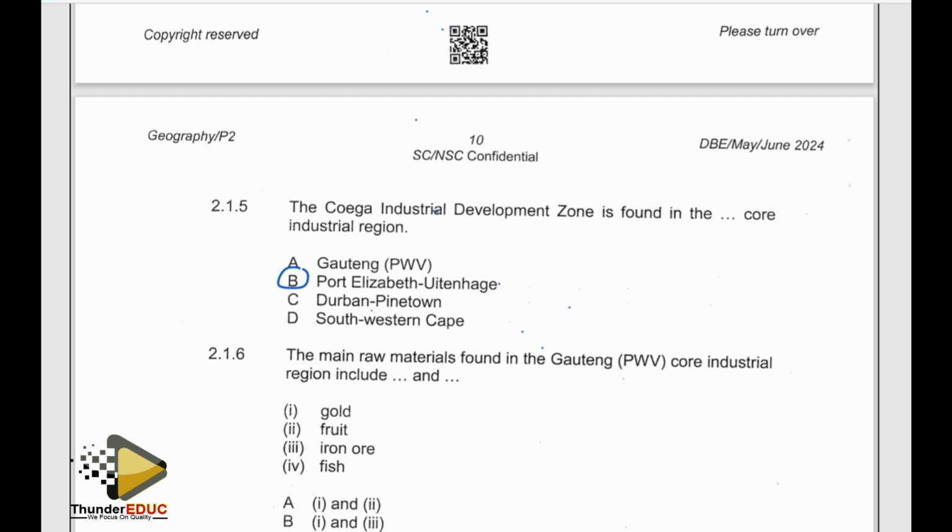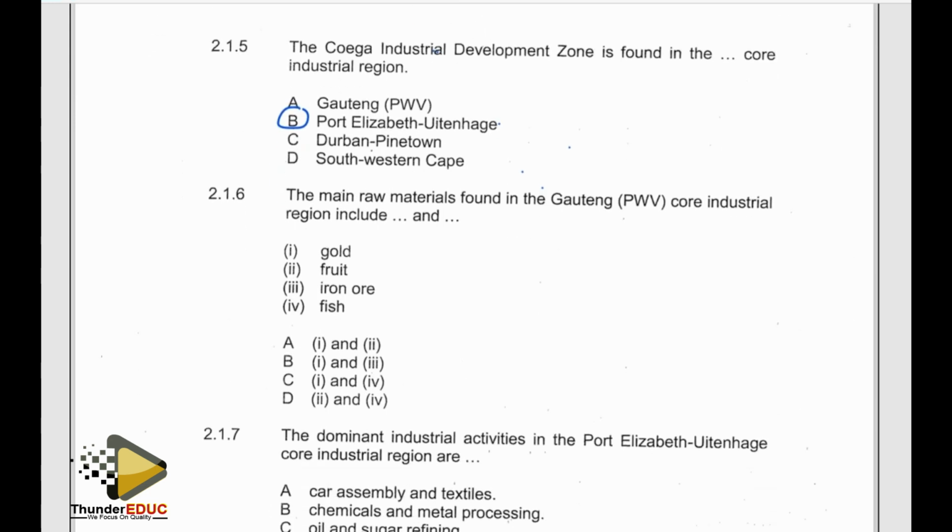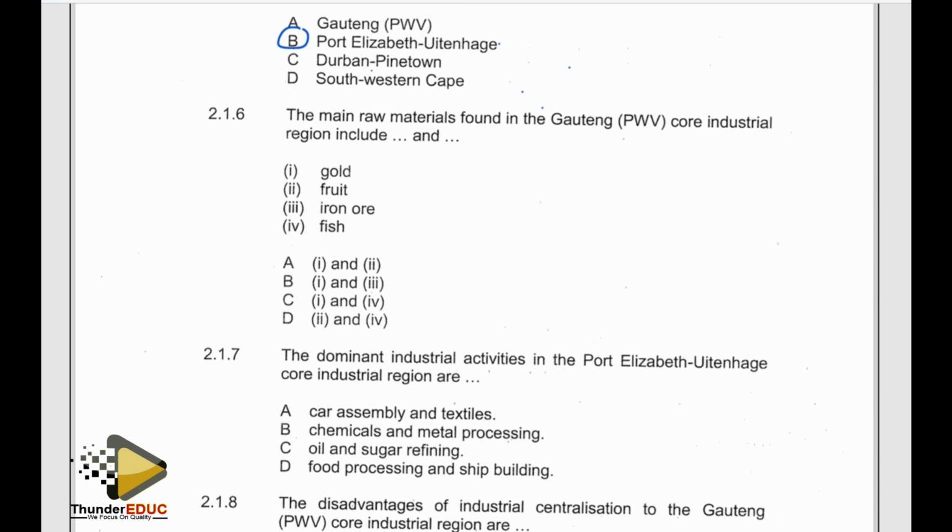The main raw materials found in the Gauteng PVW core industrial region. What raw materials are found within this Gauteng area, and which are also the components of production processes taking place in industries that exist around the Gauteng PVW region? Right, our first response is gold, which is probably the correct response.